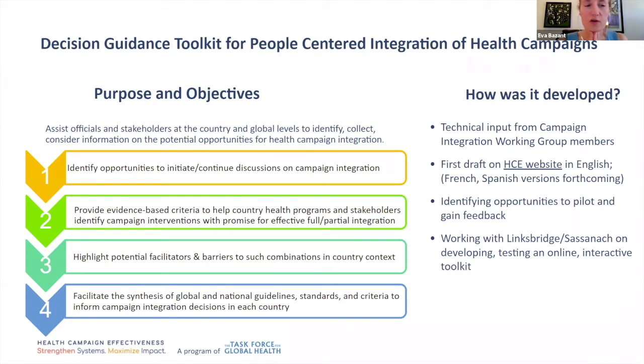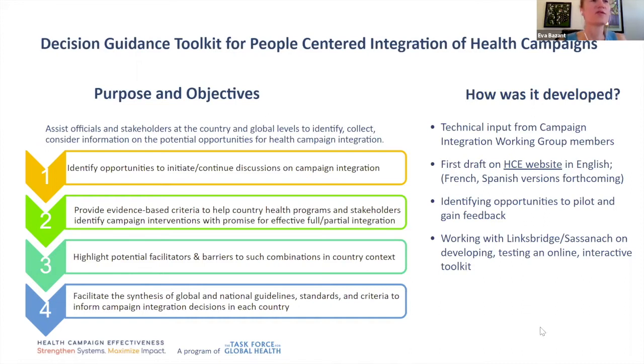We're also entering a new phase where we're working with the consultancy Linksbridge to turn it into a digital, online interactive toolkit with more functionality. So we're excited about understanding more country and global users' needs to help inform that next phase. But for right now, it's a PDF or Word version, and so we're happy to share it.